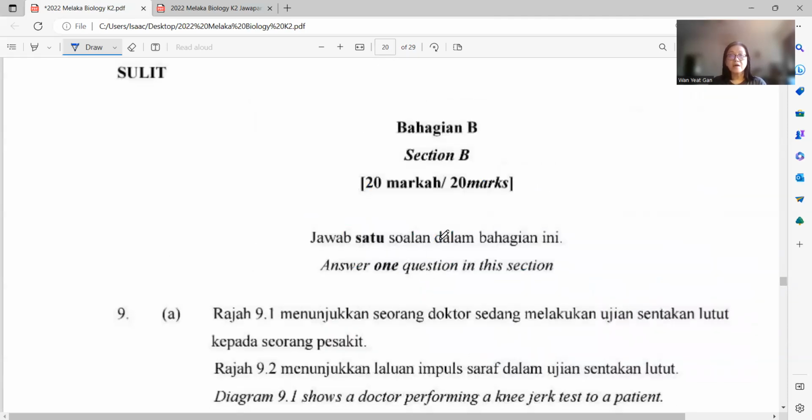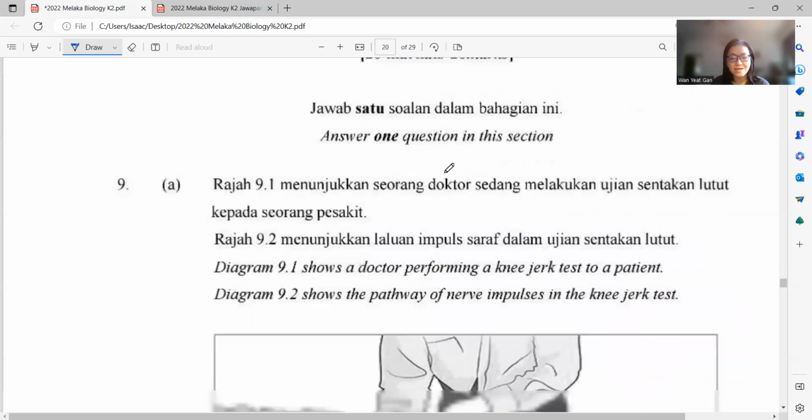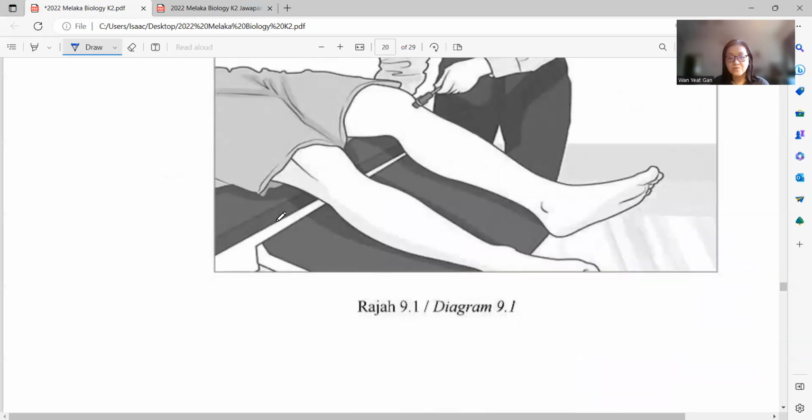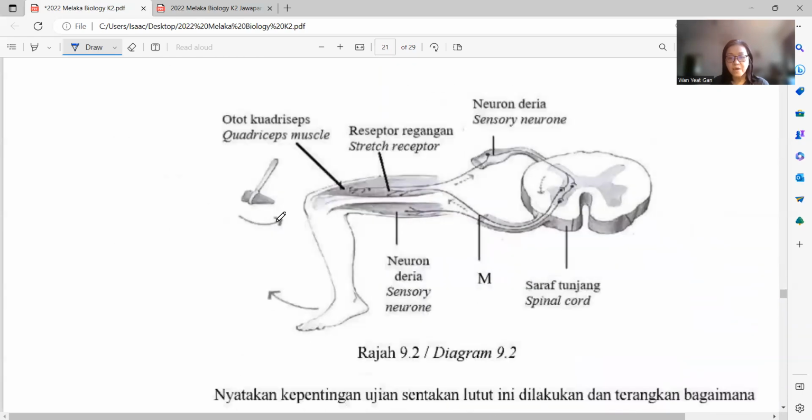Okay, now we are into section B, essay, where you have to choose one question in this section. Diagram 9.1 shows a doctor performing a knee jerk test to test a patient. Okay, so this is the pathway.